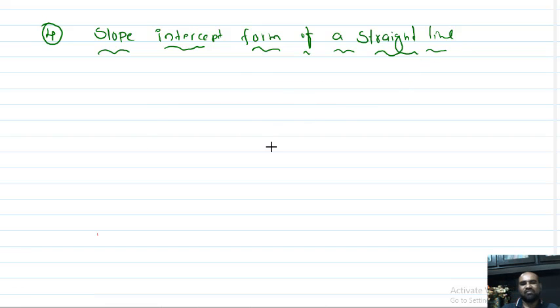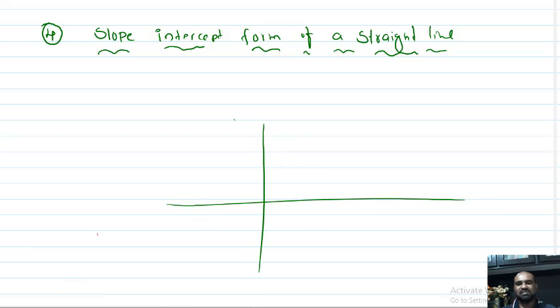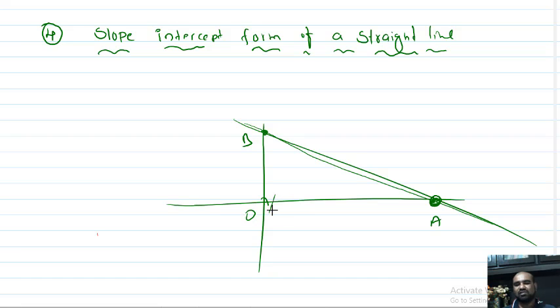I will explain the meaning of intercept. For example, observe, this is a coordinate system. For example, this is a line. This line is intersecting the x axis at this point, say A, and the y axis at the point, say B. This is O. This length of the line segment is a part of the x axis, called the x intercept made by this line. So OA is called the x intercept of the line.